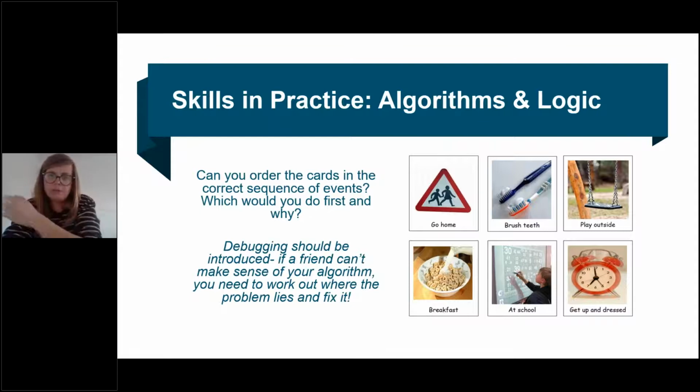When they've got an algorithm, when they've got it laid out, then I get them to debug. I get someone to check, do they agree with it? Yes or no? Why? What's wrong? Does it make sense to, you know, get dressed last or first? It's that kind of question and that kind of vocabulary to see if there is anything wrong, and thinking about logic. What order are you going to do it in and why?